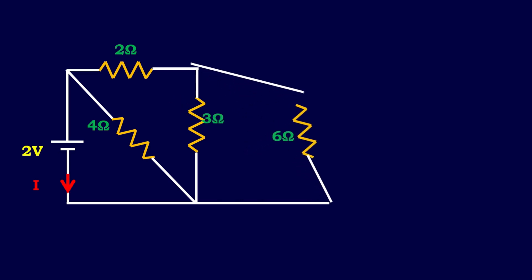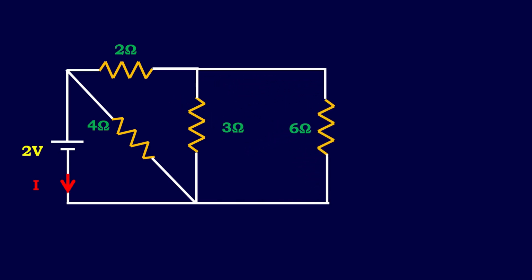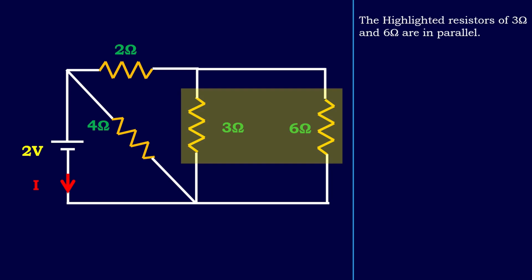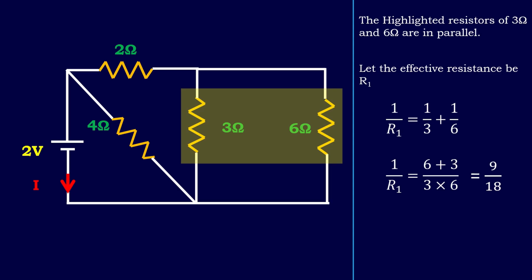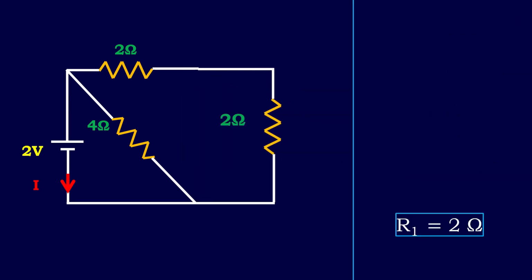Now, observe carefully. The 3 ohm and 6 ohm resistors are connected in parallel, as highlighted. To proceed, we replace this parallel combination with an equivalent resistance, which we will denote as R1. Using the standard parallel combination rule, this equivalent comes out to be 2 ohms. Replacing the 3 ohm and 6 ohm resistors with their equivalent, the circuit now appears as shown.